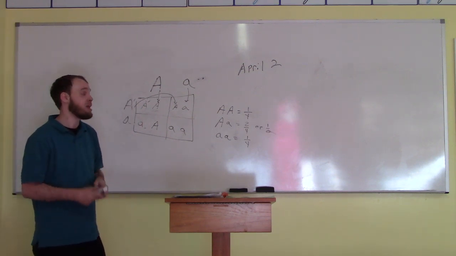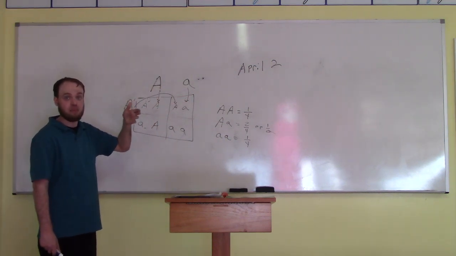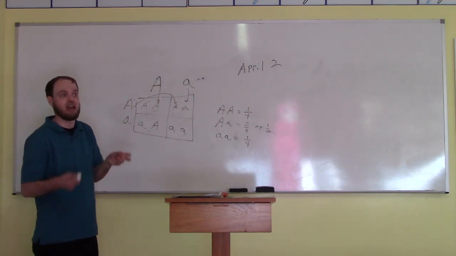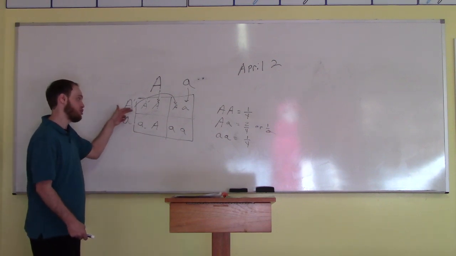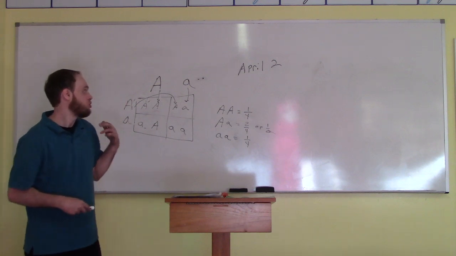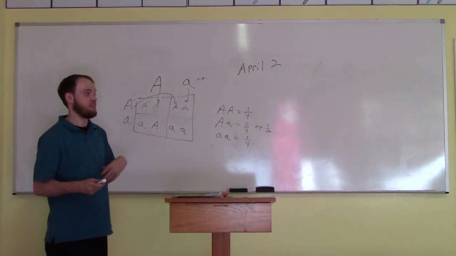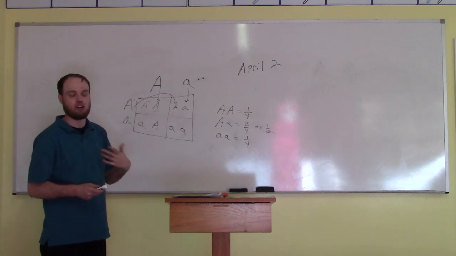They're not the same. If both of these are capital, both of these are dominant, then that's homogeneous because you have two of the same. If you had two of the small a's, two of the recessive, that would be the same. So two dominant or two recessive is going to be homogeneous. If you have one of each, that's heterogeneous.